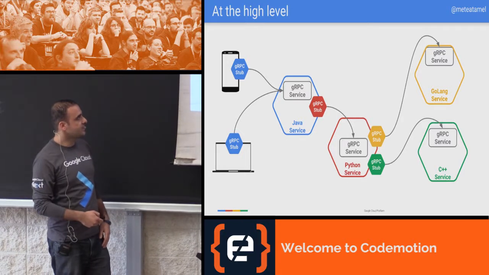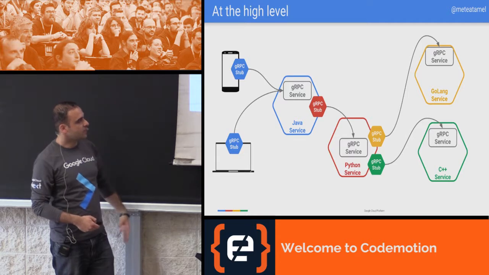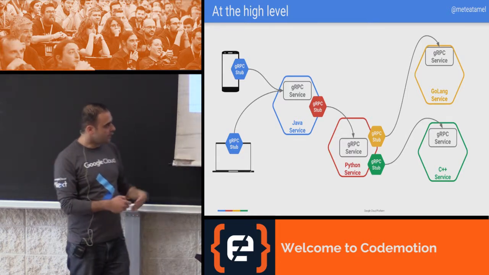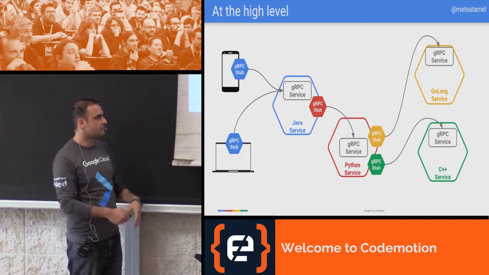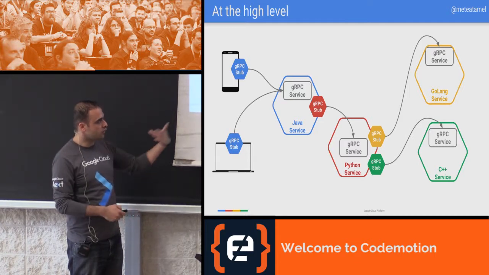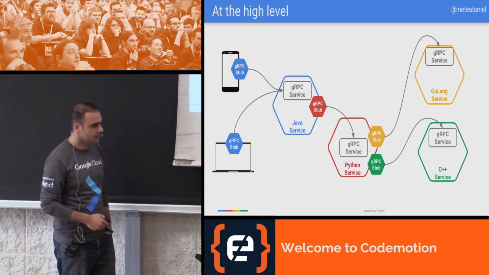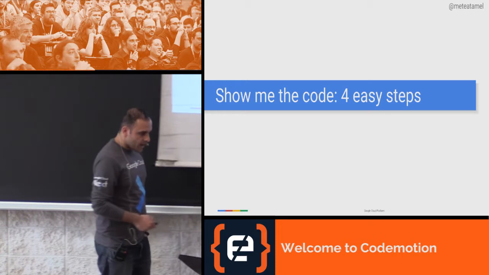So as you can see, connecting clients to services and connecting services to services can all happen through gRPC, and gRPC basically gives you all the options that you need in terms of the connections and in terms of the generators for all the languages, okay? So let's look at the code now.